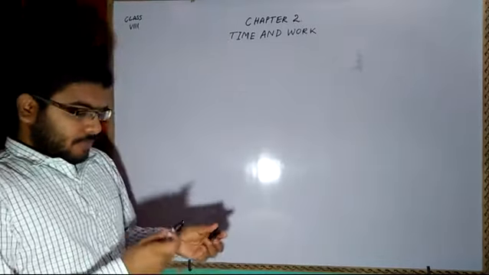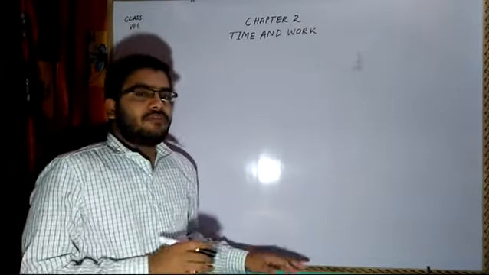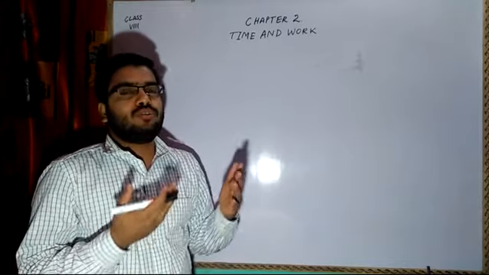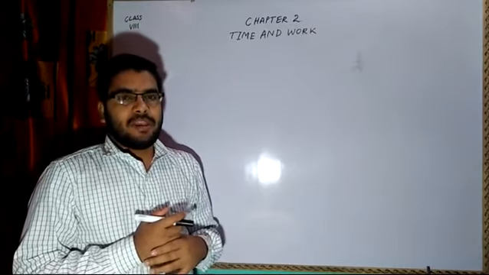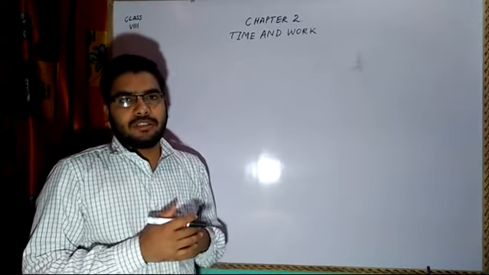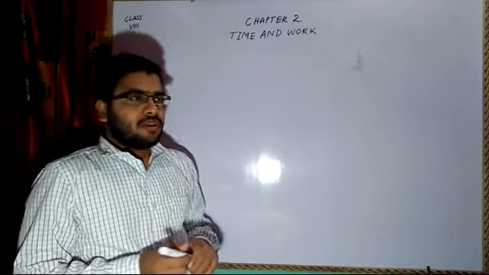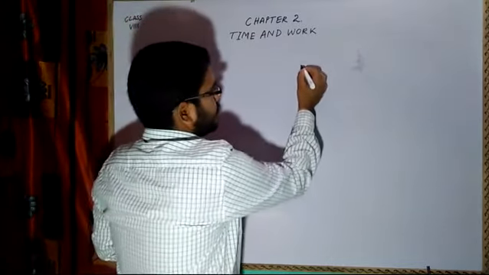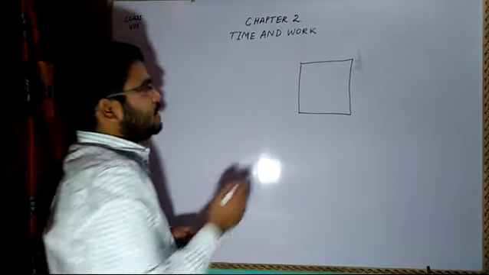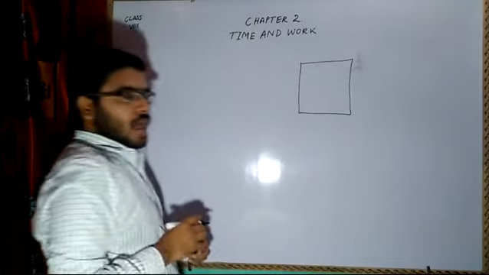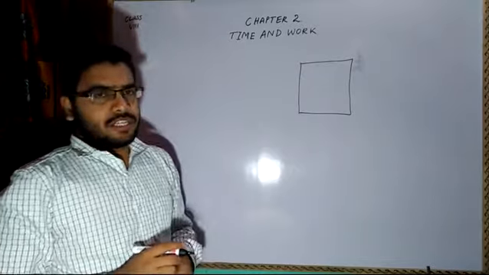Now here, suppose, as you all know, that if I have to ask anyone to do a certain work, then definitely that person will take some time. If I increase the number of persons, then definitely my work will be done in fewer days. Suppose I have an agricultural field, and I have asked one person to plow this field for crop plantation.